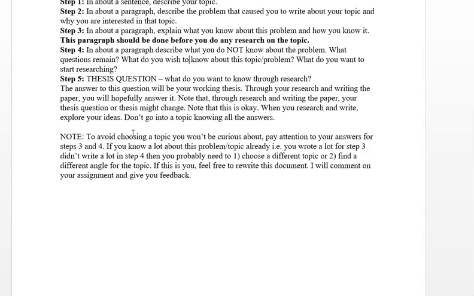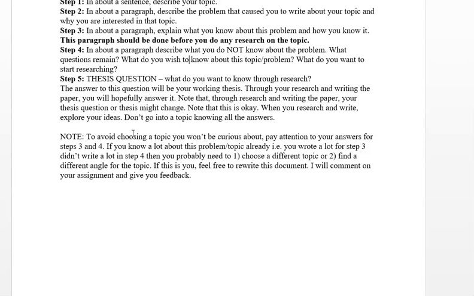So be curious. I've talked about this throughout the semester. Be a toddler. Ask why all the time. Note that your thesis can change throughout your paper. If you do research and you find that your thesis was wrong, change it. Listen to the information. Don't ignore the information that you find. That's really, really important.